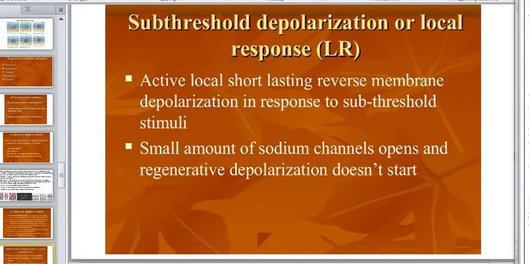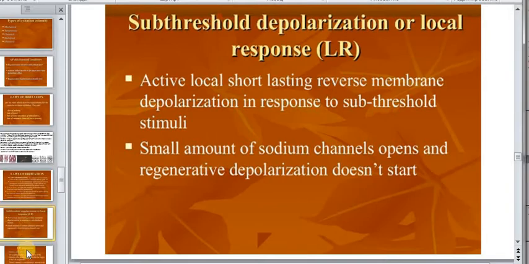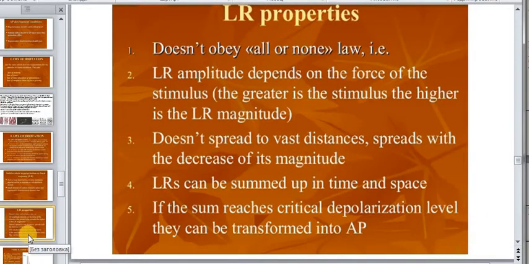If the force is close to the rheobase but less than it, it will cause just a local response. What is the local response? It is the same change in the movement of ions through the membrane, but it's not enough to move this wave through all the membrane, to push it on to the different cells around. So these are the properties of a local response.